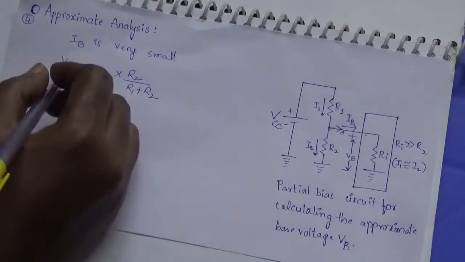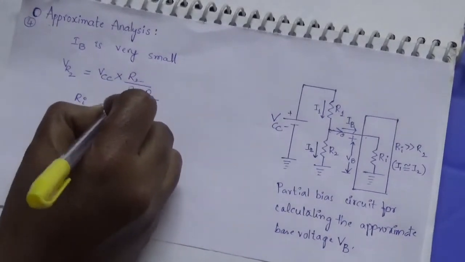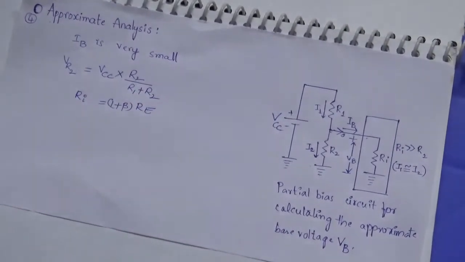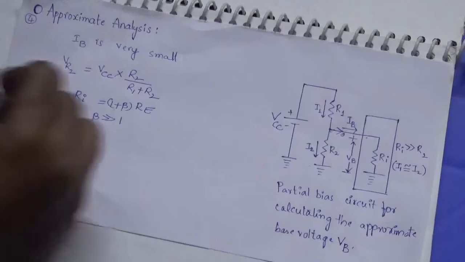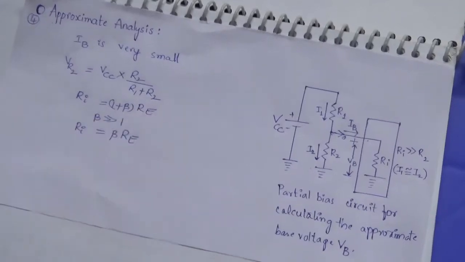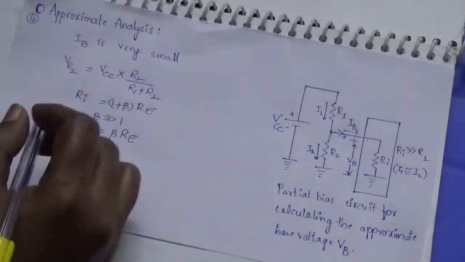The next thing you have to identify is that your input resistance R input is 1 plus beta RE. You have taken this. So here beta is very, very greater than 1. So RI is equal to beta RE. This is the second assumption. Next, beta RE is the second assumption.